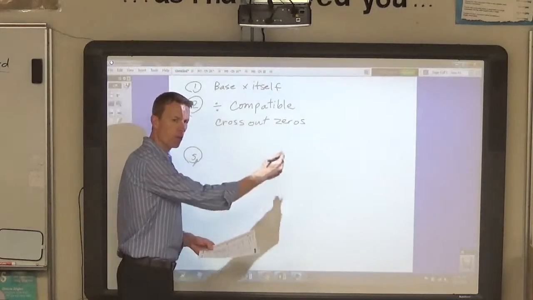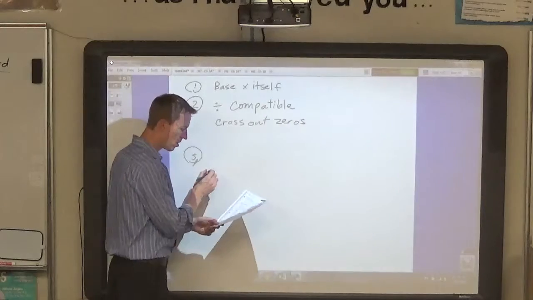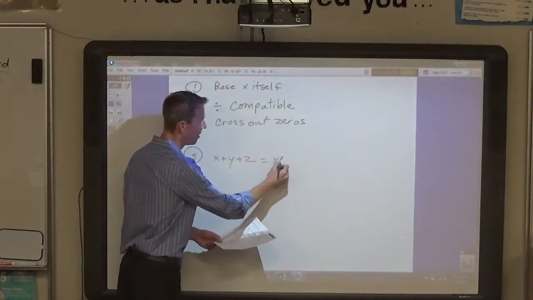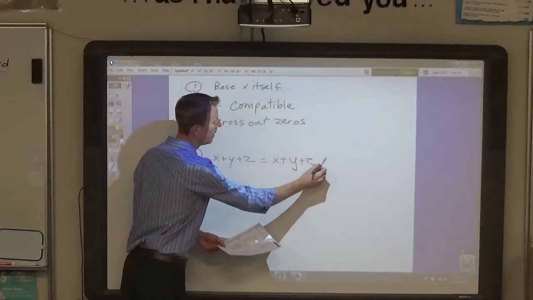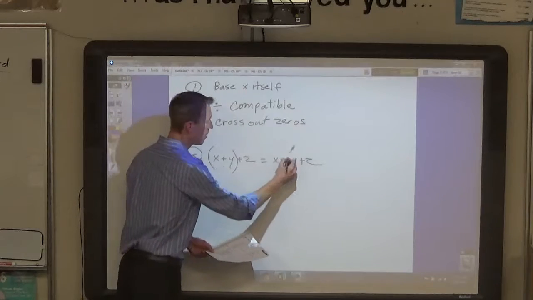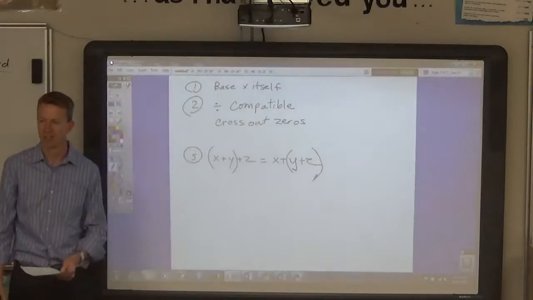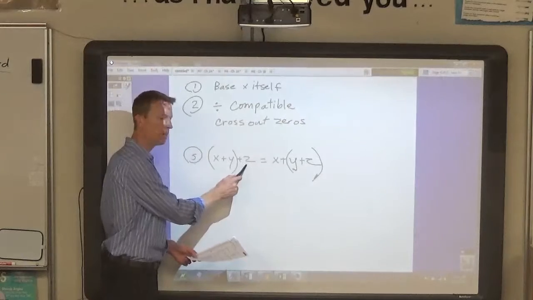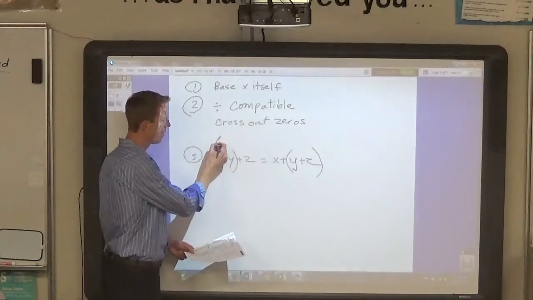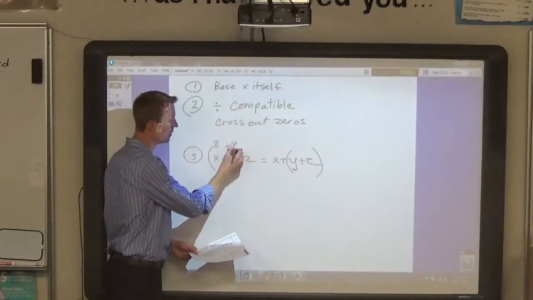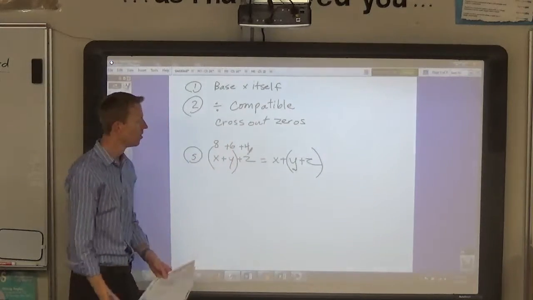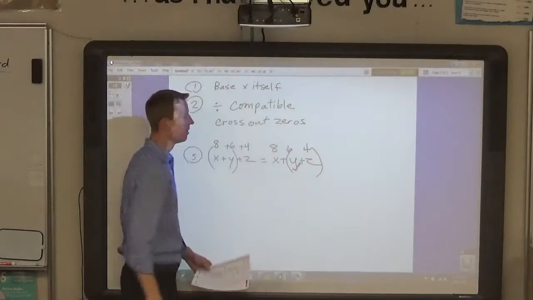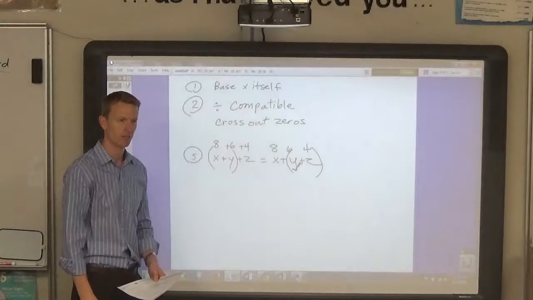Are these in the same order? It starts with x plus y plus z equals x plus y plus z. But the parentheses are in a different place. So if you look back in your notes, it shows you one just like this. If you imagine x and y and z being real numbers, like 8 plus 6 plus 4, you might want to do 6 plus 4 first. Okay?